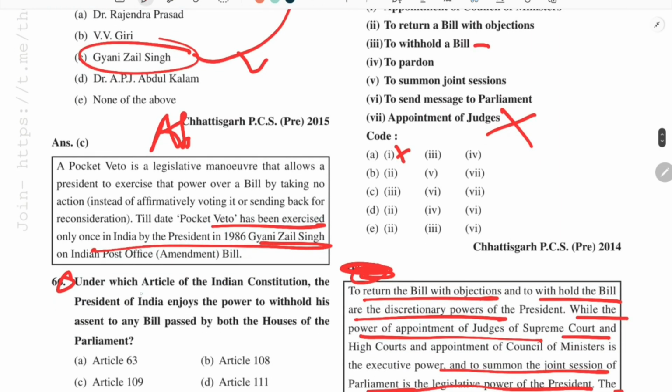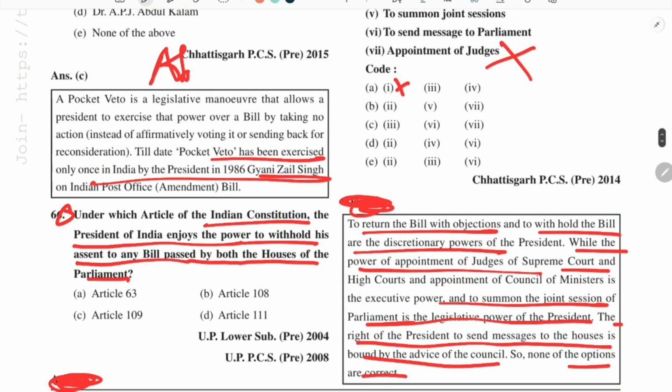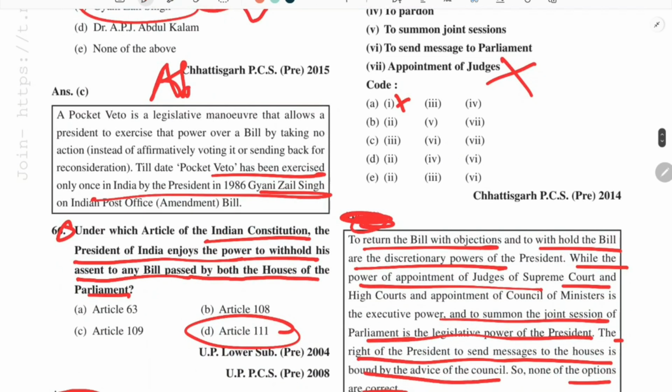Coming to the next question: under which article of the Indian Constitution does the President of India enjoy the power to withhold his assent to any bill passed by both houses of Parliament? This is a very factual question where the article has been asked with regard to veto power. The veto powers are defined in Article 111. That is what you can remember.